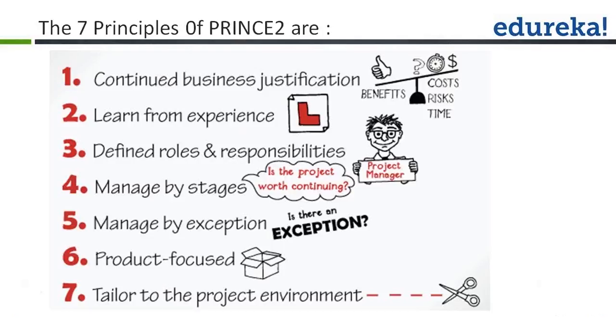Now, the fifth principle is manage by exception. The idea behind this principle is to effectively utilize the senior management's time. Management's attention will be focused only on those areas that are in need of action. Management's time is important, and to use it efficiently, they should only be involved in a decision-making process when it is absolutely necessary. The day-to-day management is the responsibility of the project manager.